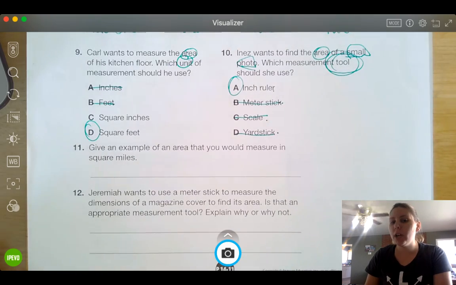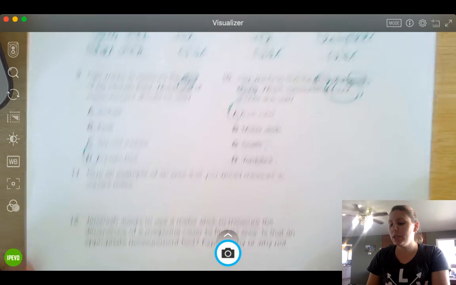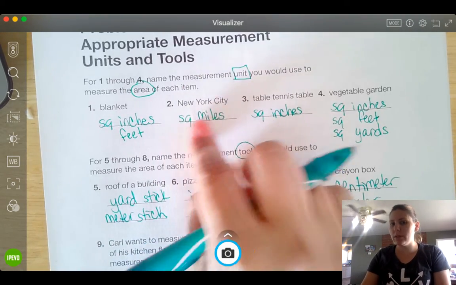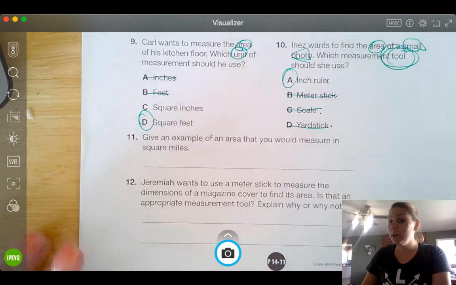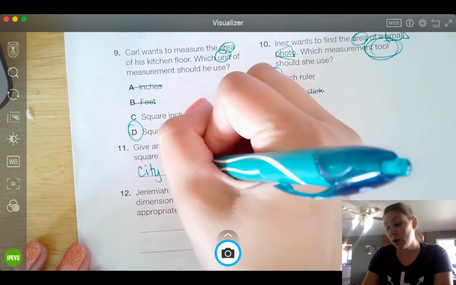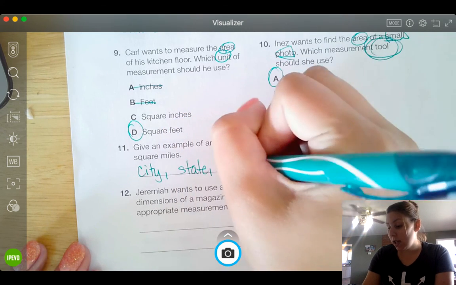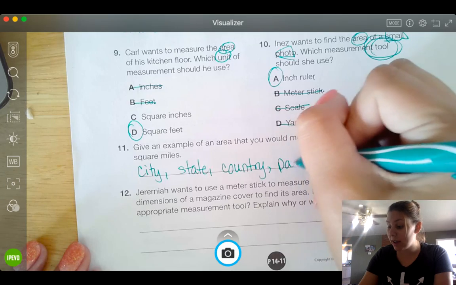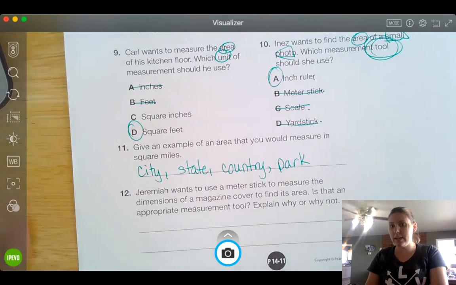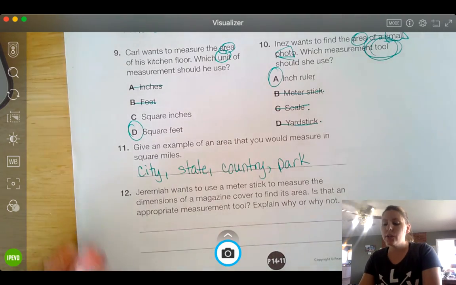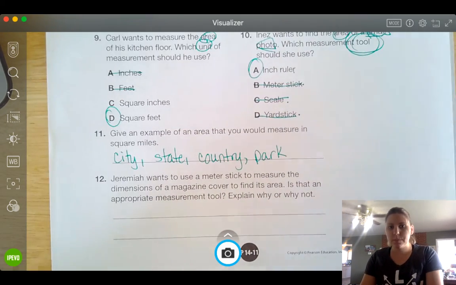Give an example of an area you would measure in square miles. What would you measure in miles? When we looked up at our first couple questions, New York City was the only one we measured in square miles. Square miles, we would usually measure a city or a state, a country, sometimes a big park, like a national park, like Yellowstone or Olympic National Park. Those sometimes are measured in square miles also.